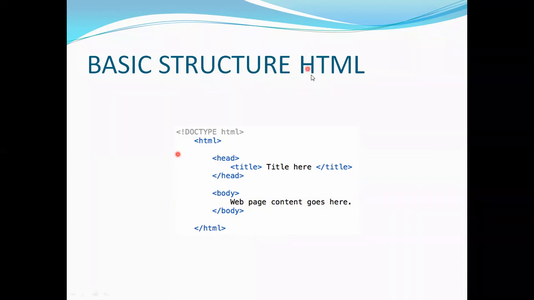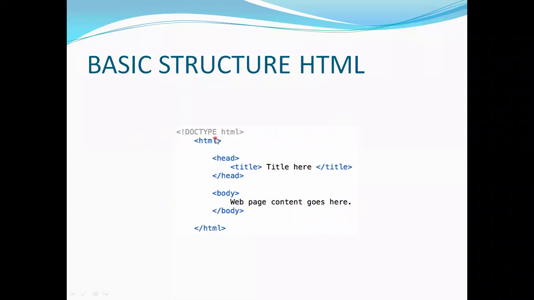Next, what is the basic structure of HTML? Here, the basic structure: the HTML tag, then the head tag, title tag, title close, head close, start body, your web page content will go here, body close and HTML close. This is the basic structure of HTML.